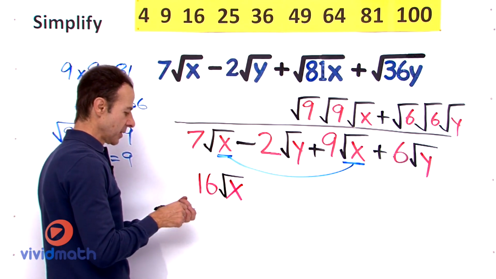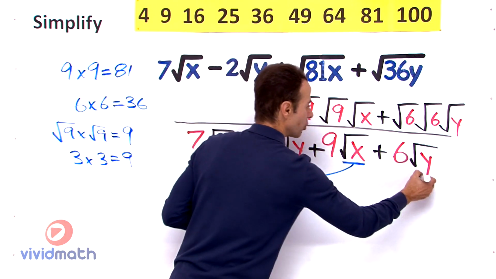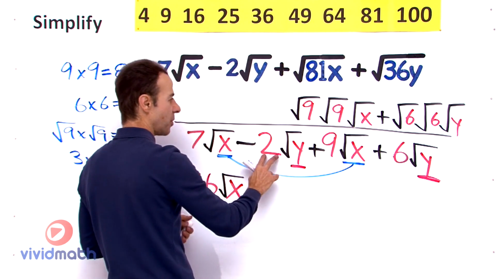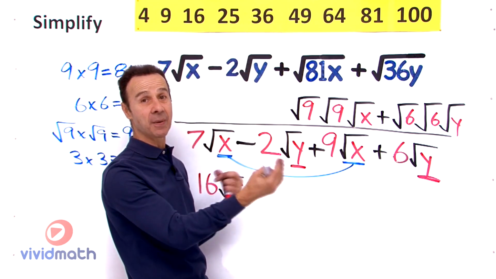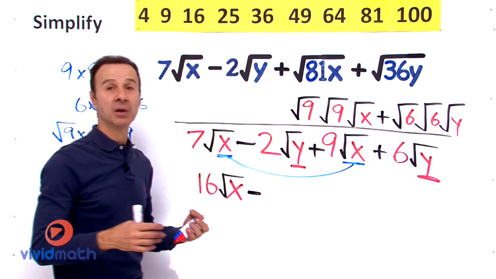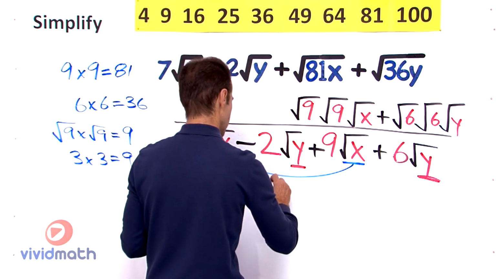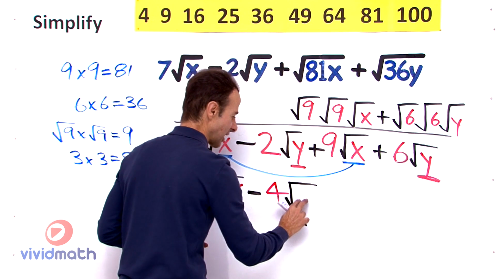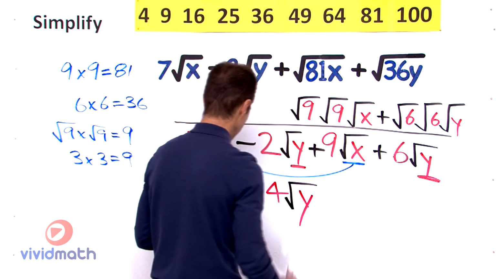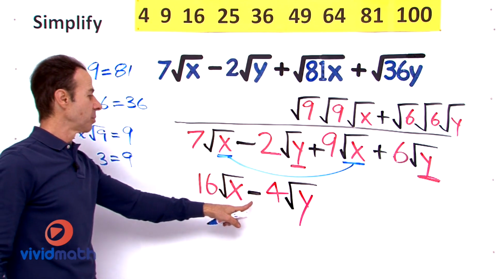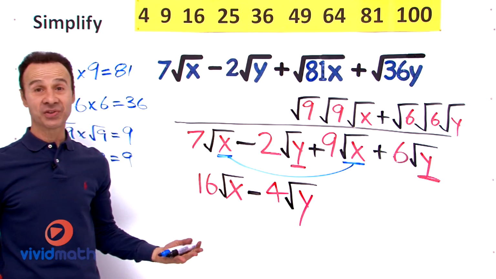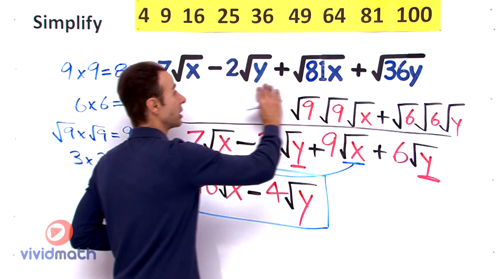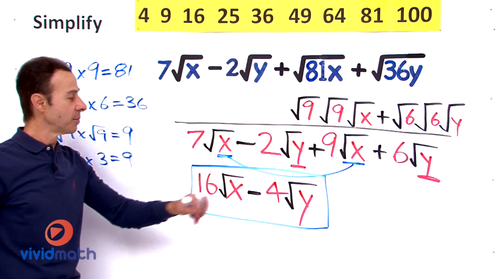Now, the other two we can add are these guys. We have a root y here and a root y. So let's add them together. Let's bring down the minus. So it's minus 2 plus 6, which is the same as 6 minus 2. 6 minus 2 is 4. So let's put a 4 there. So 4 is outside the house, and inside the house stays the same. We have a y in there, so it stays as y. So we have 16 root x plus 4 root y, and that's as simple as you can get. So this long expression simplifies to 16 root x plus 4 root y.